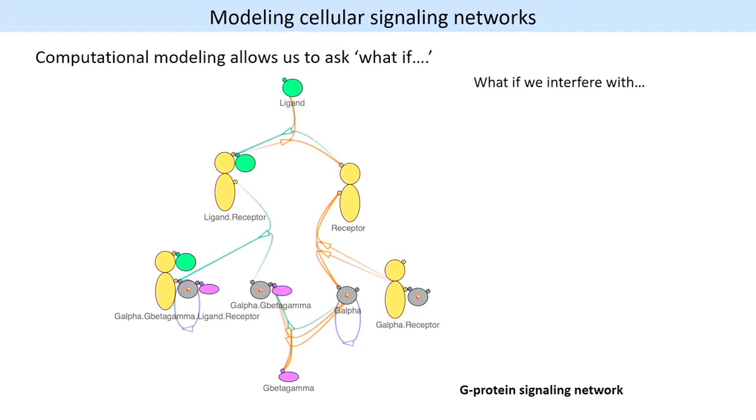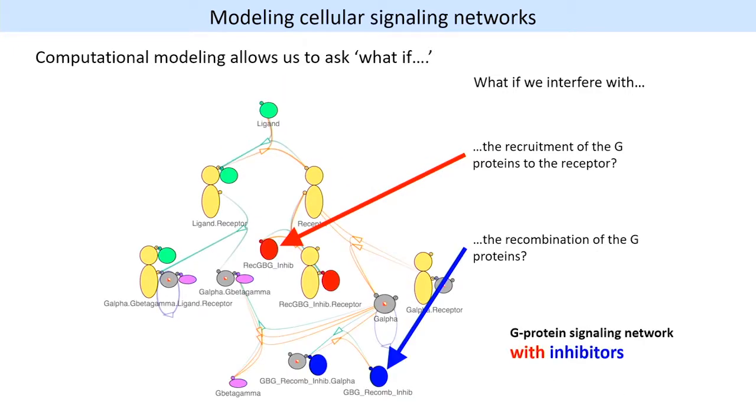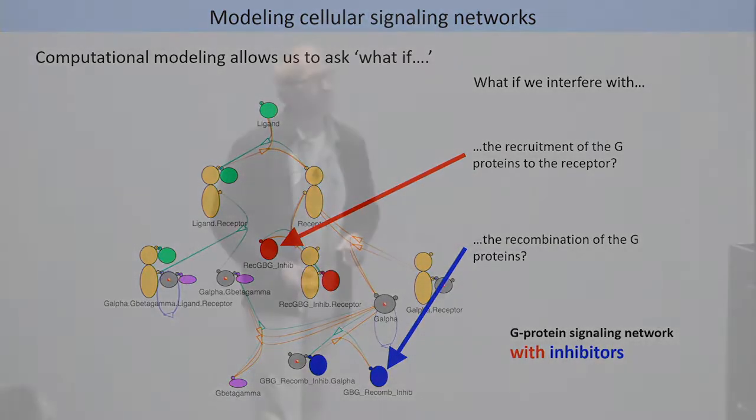So what if we interfere somehow with this pathway? For example, what if we interfere with the recruitment of the G-proteins to the receptor? Or what if we interfere with the recombination of the G-proteins after G-alpha has dropped back to the GDP state? We can do this by introducing dedicated inhibitors into this system. And the software I will discuss, our approach, allows you to do this in a very elegant manner.